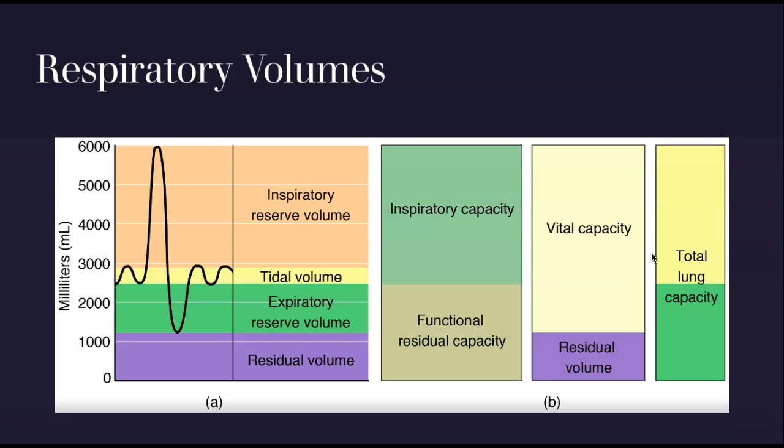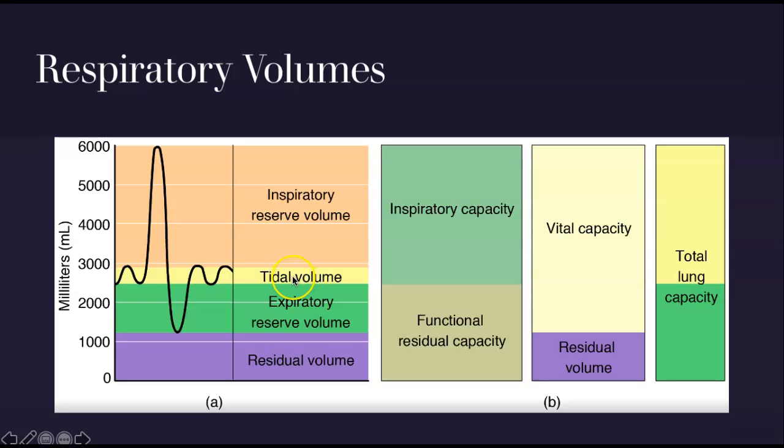Here's where we're going to get into respiratory volume, and I'm just going to put this image up while I talk about it. Respiratory volume is the term used for various volumes of air moved by or associated with the lungs at any given point in your respiratory cycle. There are four major types of respiratory volumes: tidal volume, residual volume, inspiratory reserve volume, and expiratory reserve volume. We'll talk about each of those really quick.